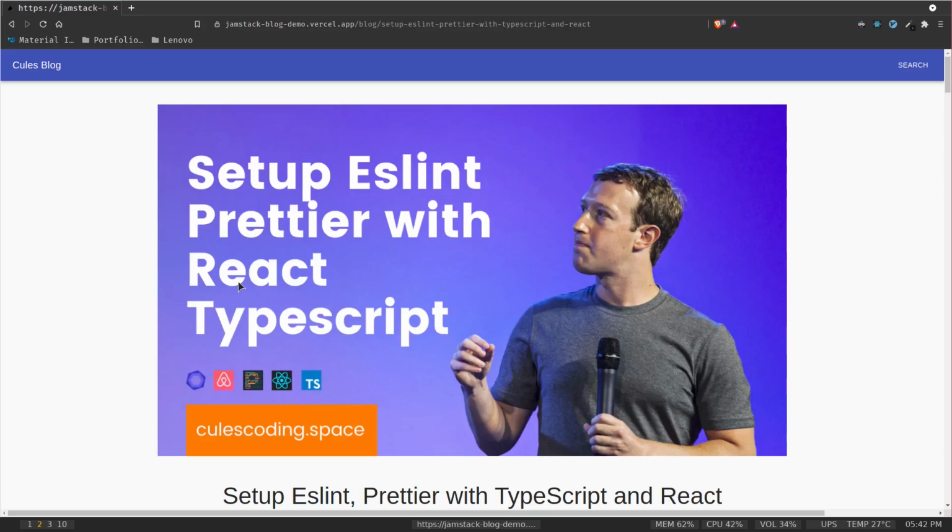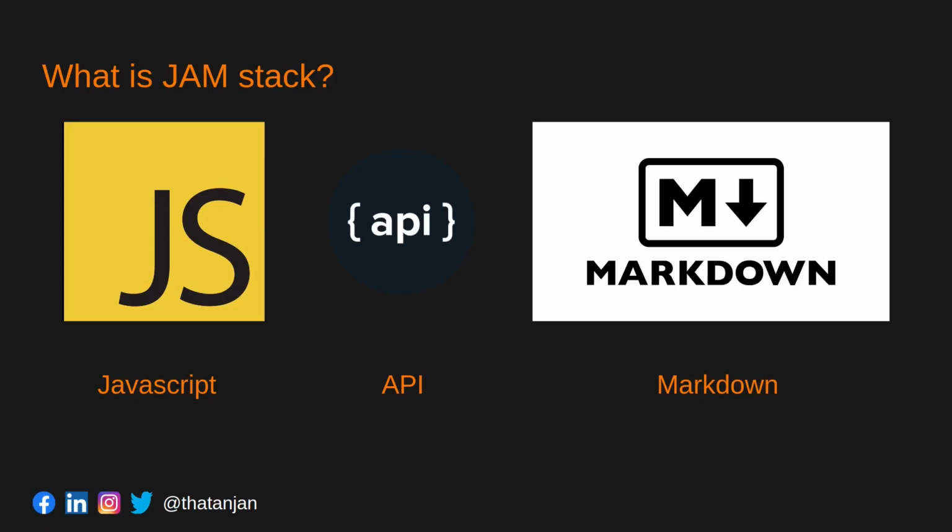Let me go over a few concepts so that you understand it much better, okay? You might have noticed that I have mentioned JAMstack many times, but what is JAMstack? This JAM stands for JavaScript, API, and Markdown. But what is JavaScript? I want you to give a definition of JavaScript in the comment section. Let's see who can give a better definition.